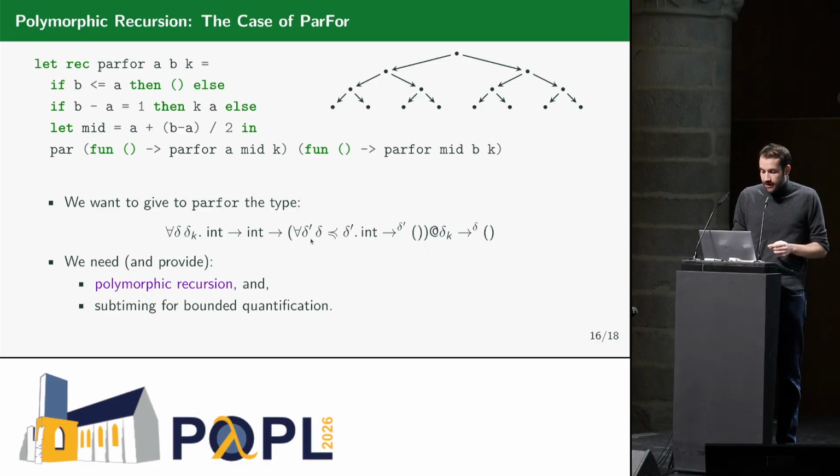And in order to verify this type, it's actually non-trivial. You need something called polymorphic recursion, because you can see here that the recursive call to par4 is made under a par, so we're going to call par4 with another timestamp. And you also need a way of changing a little bit the timestamp constraints here. So we provide a way for polymorphic recursion and also subtiming via this bounded quantification. So we can give the following non-trivial type for par4.